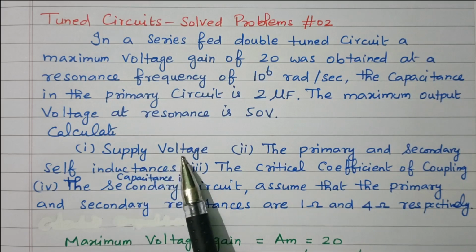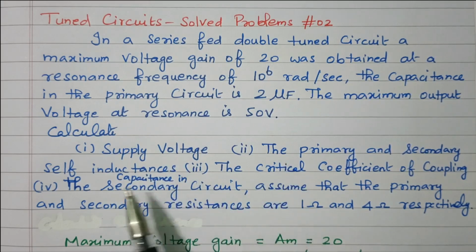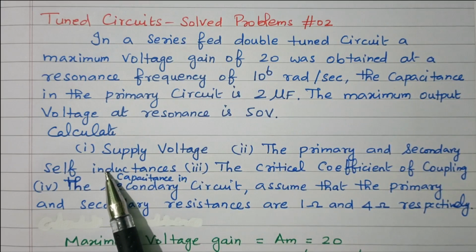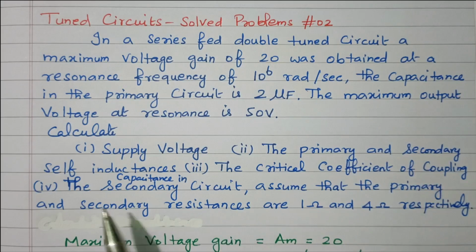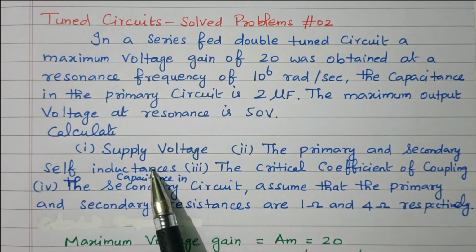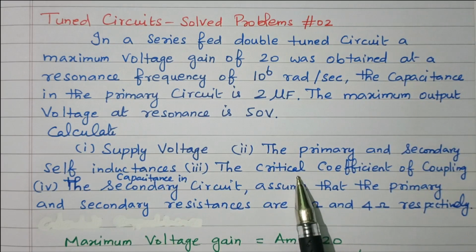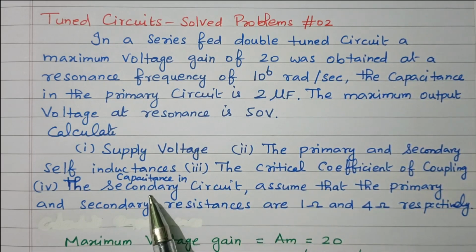First one is supply voltage. Second one, primary and secondary self-inductance, L1 and L2. The critical value of coupling coefficient, Kc. The fourth one is capacitance in the secondary circuit. Assume that the primary and secondary resistance are 1 ohm and 4 ohm respectively, right? Supply voltage, inductance L1, L2, critical coefficient of coupling Kc, and the secondary circuit capacitance C2. One more data available is R1 and R2. R1 is 1 ohm, R2 is 4 ohm, right?